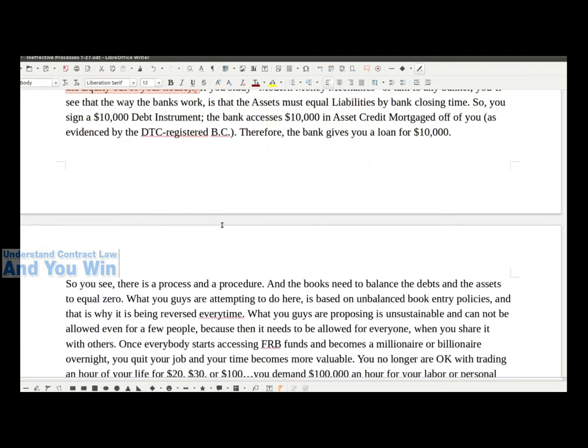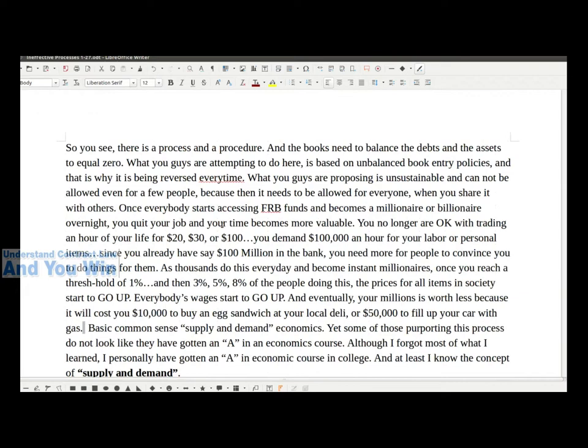So you see, there is a process and a procedure, and the accounting books need to balance the debts and the assets to cancel each other out and equal zero. That's called balancing the books. What you guys are attempting to do here, the TDA overzealous people, is based upon unbalanced book entry policies, and that is why it is being reversed every time. What you guys are proposing is unsustainable and cannot be allowed even for a few people, because then it needs to be allowed for everyone.